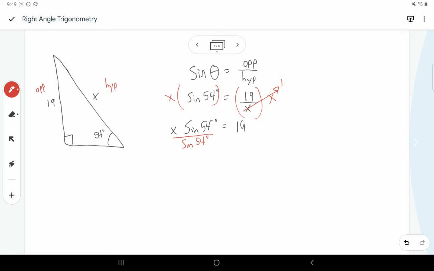Okay, we know that these will cancel, they become 1. And then because math is fair, we have to do the same thing to the other side. So divided by sine of 54 degrees. So if we were to rewrite this just for clarity, x equals 19 over sine of 54 degrees. Okay, almost there, home stretch here.